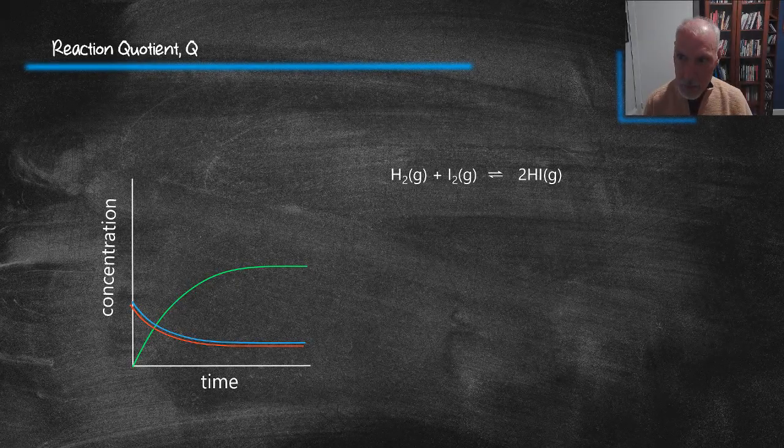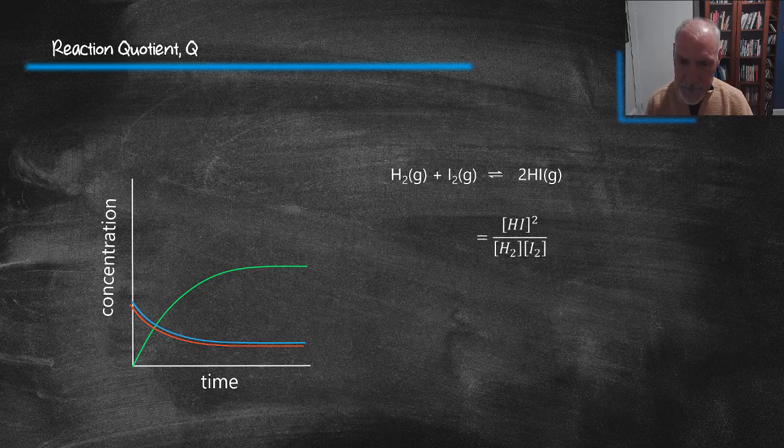This video will take a look at what's called the reaction quotient. To start our discussion, let's go back to an equilibrium between hydrogen and iodide, making hydrogen iodide. The green line here represents the product, hydrogen iodide.